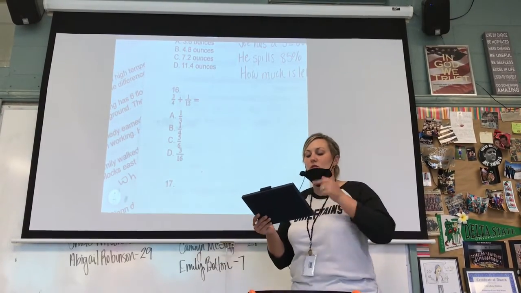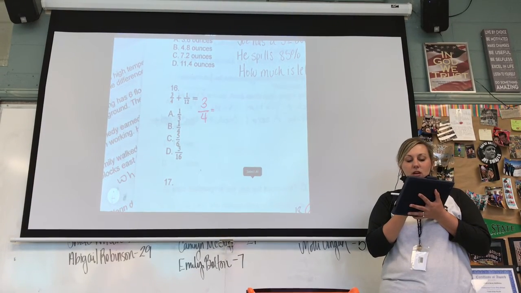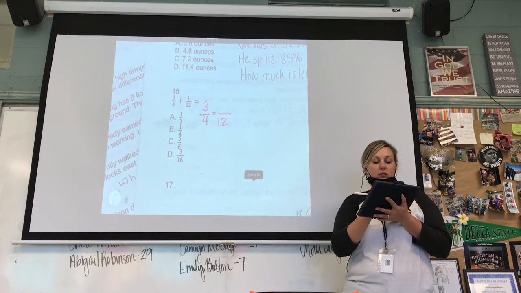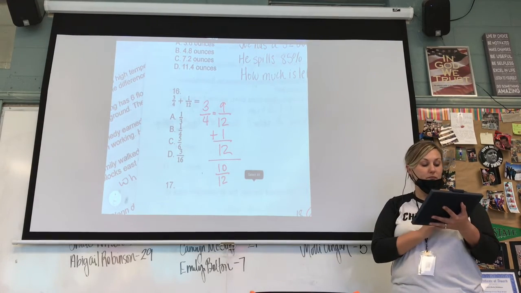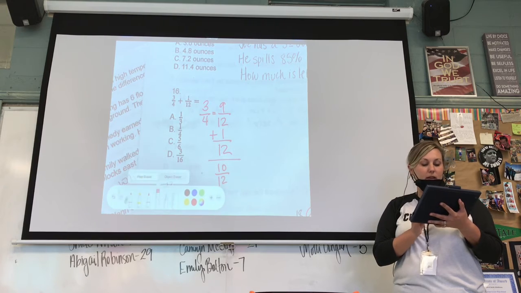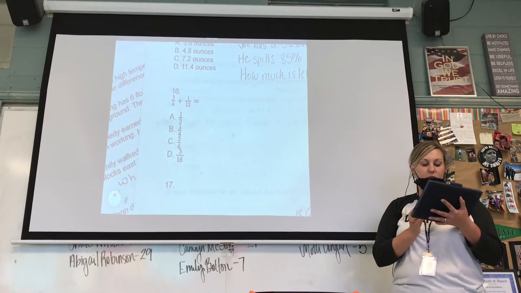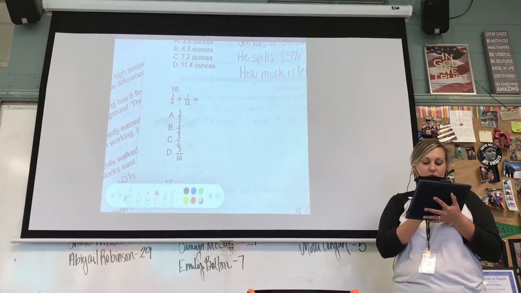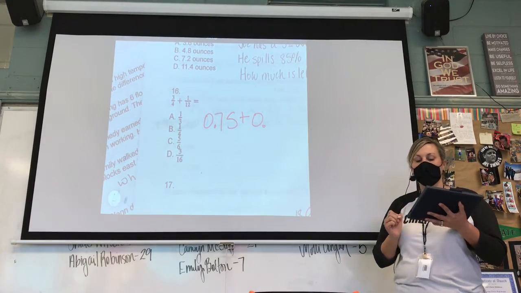Now, on number 16, you could do common denominators. If you did a common denominator, you would change that to 12. If 4 changes to 12, what does 3 change to? 9. And you would add and get 10 twelfths, and then you would need to reduce if you want to do it that way. The way we've been doing it most of the time is decimals though. So let's do this as decimals. What is 3/4 as a decimal? 0.75. What is 1/12 as a decimal? 0.083.